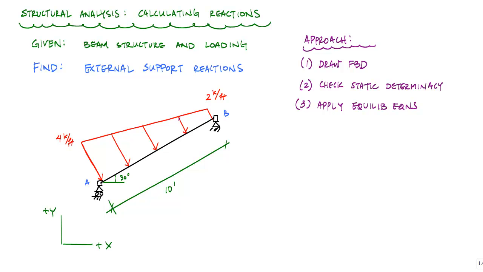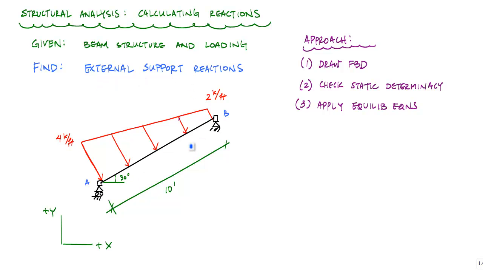In this video, we continue our structural analysis slash static sequence. In particular, we're going to do an example problem calculating reactions of an angled beam, AB, roller supported at A, pin supported at B, and we're given this trapezoidal loading that's perpendicular to the beam. What we want to do is calculate the external support reactions.